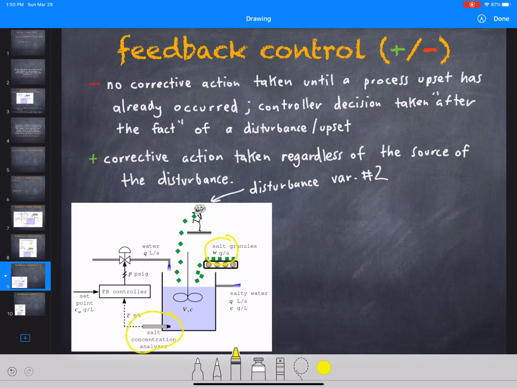So it doesn't matter what the disturbance is. You don't even need to know what the disturbance is. The feedback controller is going to take action regardless whenever your salt concentration deviates from the set point. And we'll contrast that with feed-forward control in a moment.